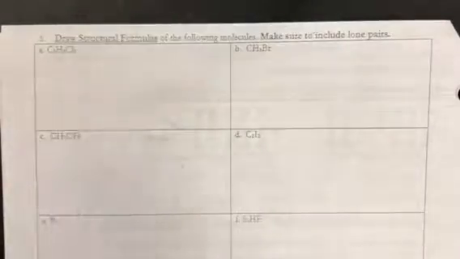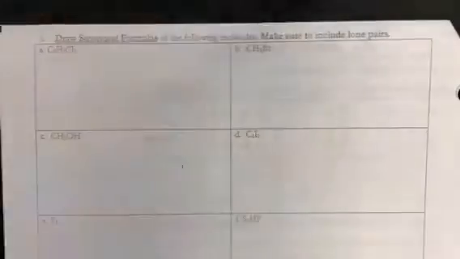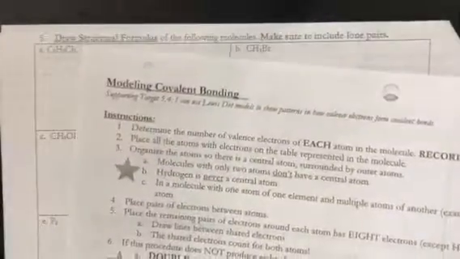So again, as a reminder, the things that will help you with this, specifically with number 5, is going to be this assignment, this assignment, the modeling covalent bonds, and then the HONC 1, 2, 3, 4 rule. So that's just a continuation of number 4.